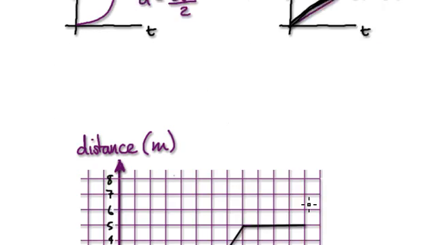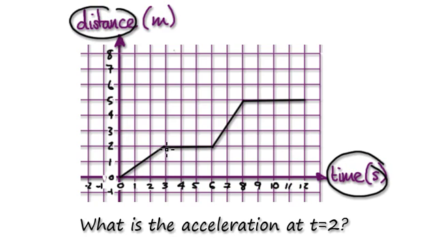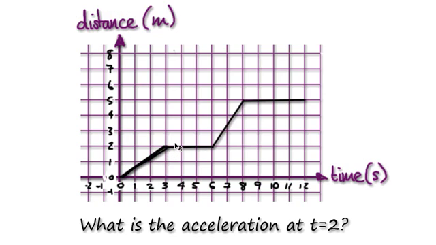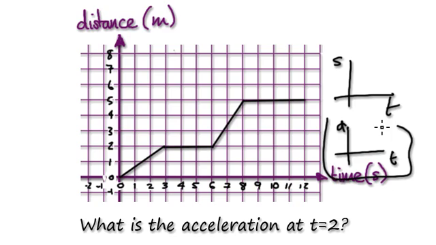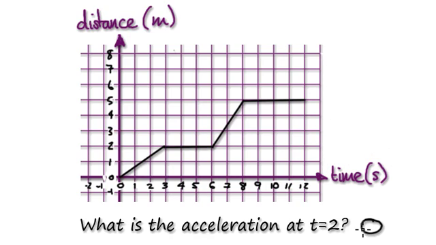So to answer this question, I've given you the distance time graph. Because it's a straight line, it would imply that on the speed time graph, the speed would be constant. Well, if the speed is constant, then the acceleration must be 0. So to answer this question, the acceleration is 0.